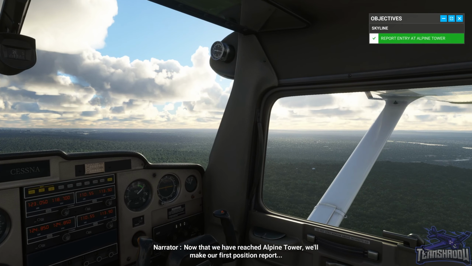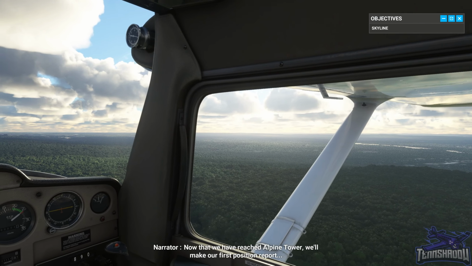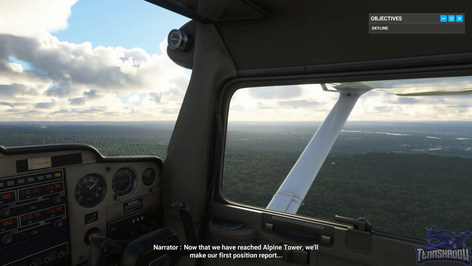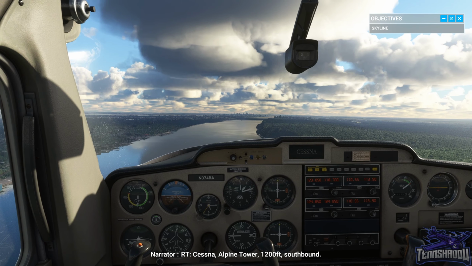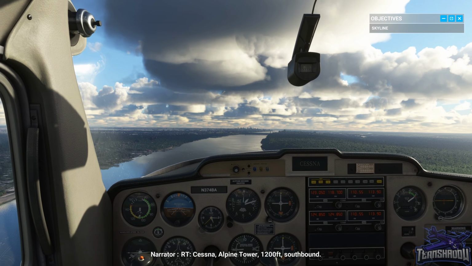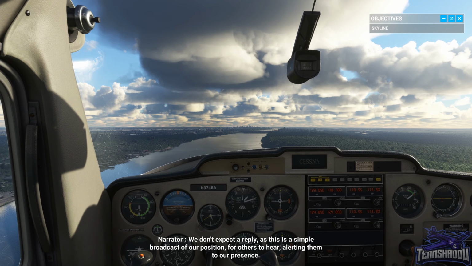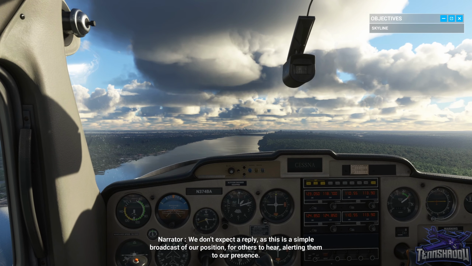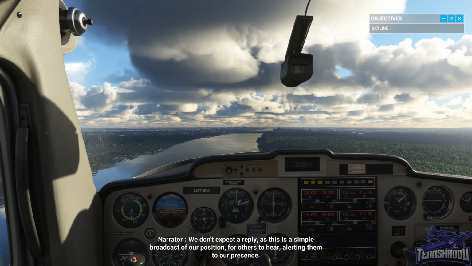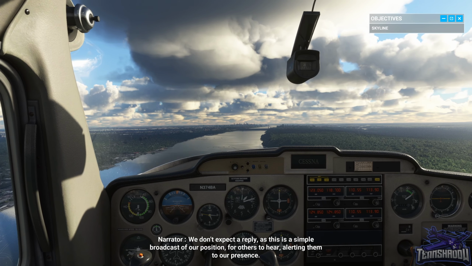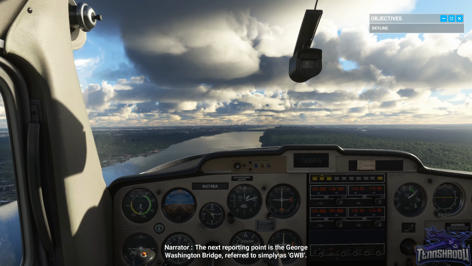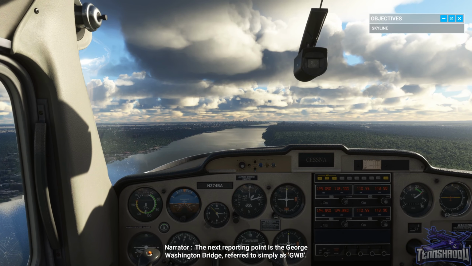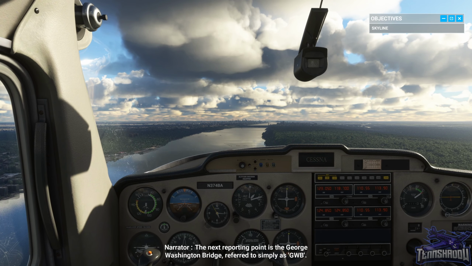Now that we have reached Alpine Tower, we'll make our first position report. Cessna, Alpine Tower, 1200 feet southbound. We don't expect a reply, as this is a simple broadcast of our position for others to hear, alerting them to our presence. The next reporting point is the George Washington Bridge, referred to as simply GWB.